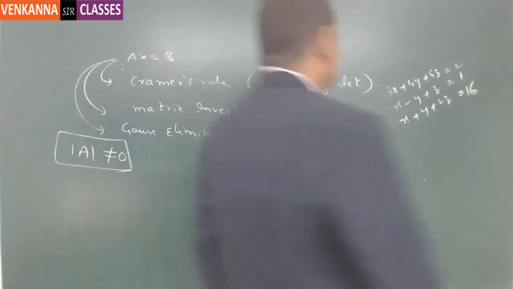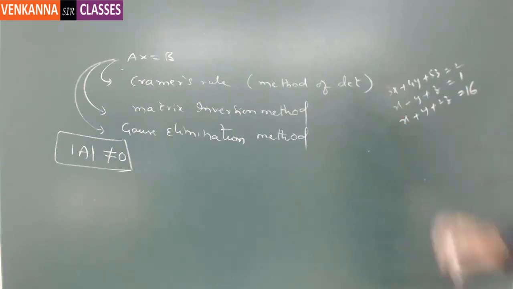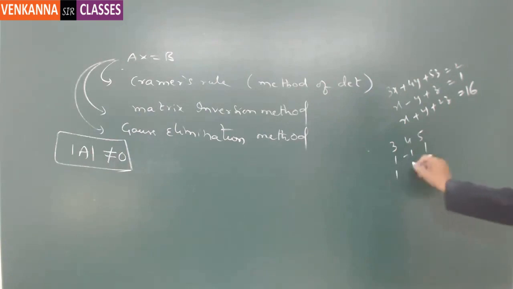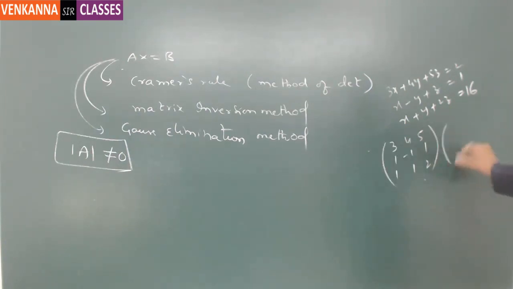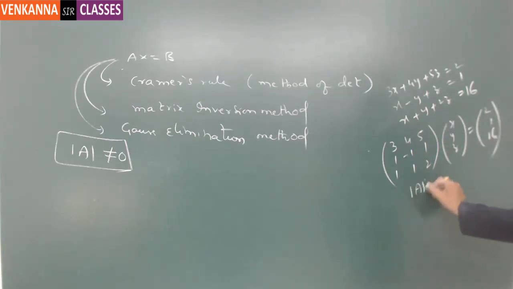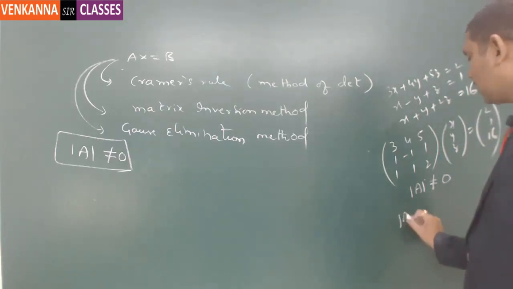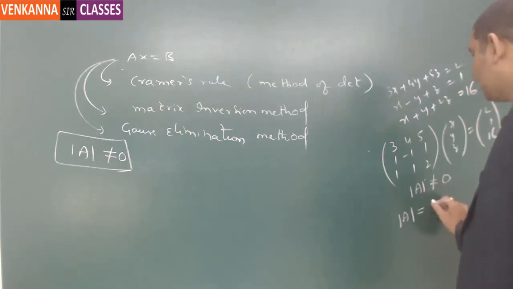So if you write the matrix in Ax equal to B form, so 3, 4, 5, 1, minus 1, 1, 1, 1, 2. So we consider determinant of A, it must be not equal to 0 first. So in this case, let us assume that determinant of A is not equal to 0. So the given coefficient matrix is non-singular, hence the system will possess a unique solution. Now what happens? The value of determinant of A we denote with the symbol delta.